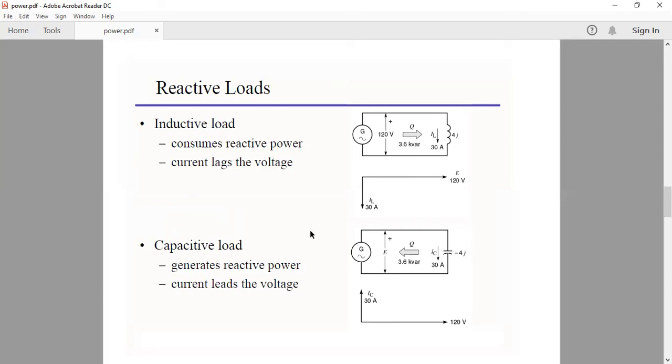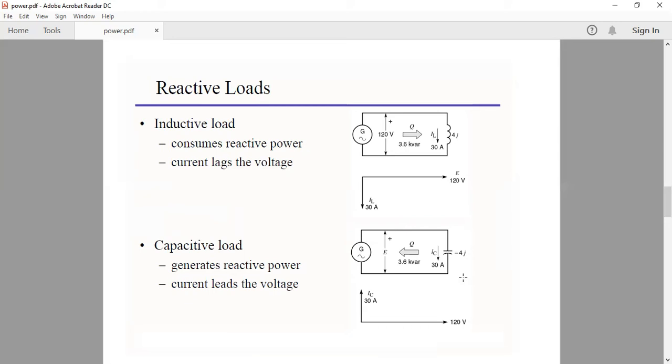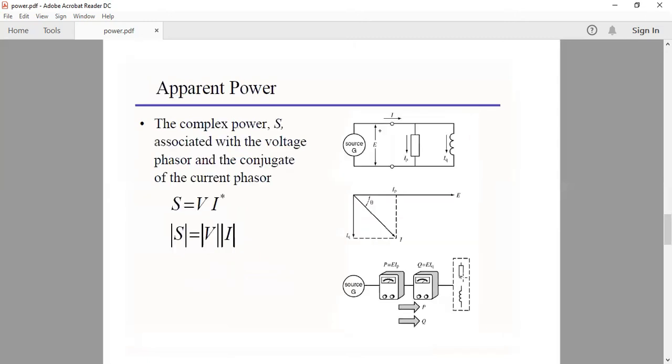Second is the capacitive load. It generates reactive power, and in this case current leads the voltage. Here we can see the voltage phasor, and the current phasor leads the voltage. If the circuit is purely capacitive, then the current will lead by an angle of 90 degrees. If the circuit is purely inductive, then the current will lag the voltage by an angle of 90 degrees.